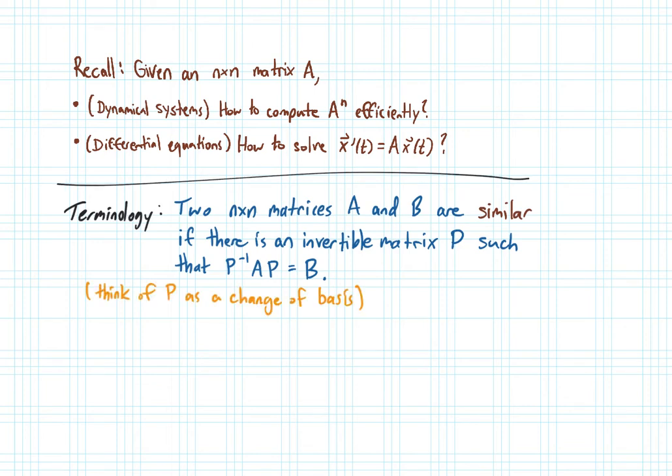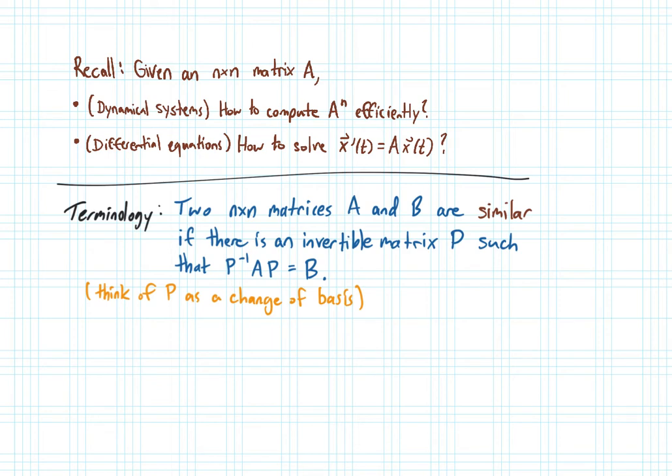Now you might remember from earlier in the semester that this P inverse AP formula appeared in the context of change of basis. Basically, the idea is that if you have a linear transformation from a vector space to itself, and you pick two different bases for that linear transformation, then you can get two different matrices that are the matrix of that transformation with respect to the different bases. Those two matrices will be similar to each other.